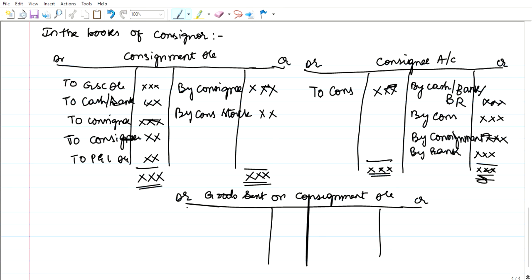And here the goods sent on consignment. In goods sent on consignment we can write by consignment account, and the same value we can send to the trading account, for which we write goods sent on consignment account to trading account. So this will be the closing of the goods sent on consignment account also.